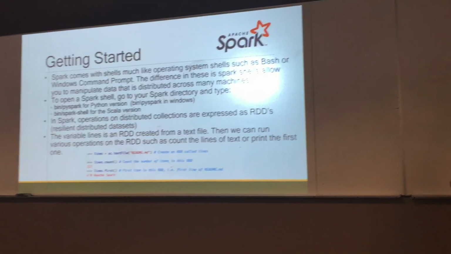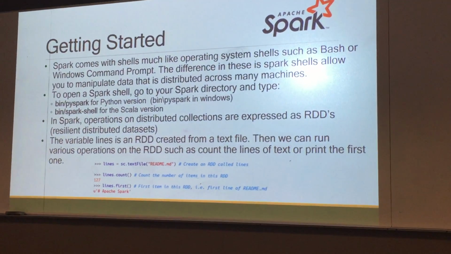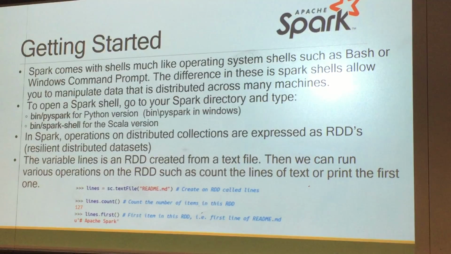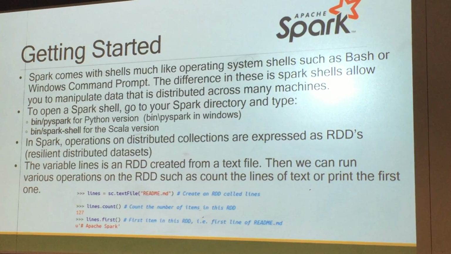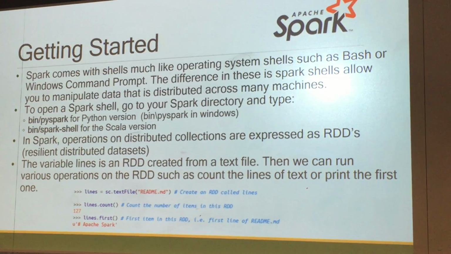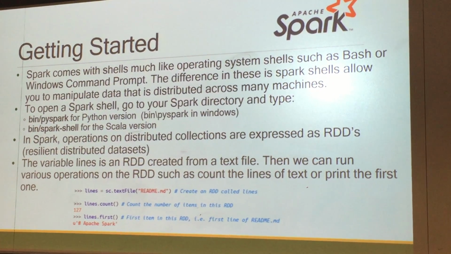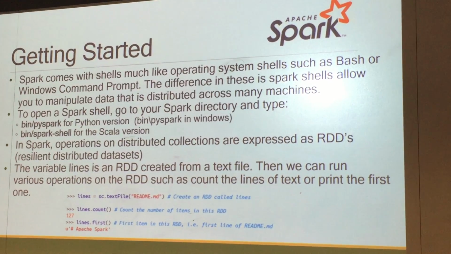Just a little bit about what it comes with. Spark comes with shells, much like operating system shells like Bash or the Windows Command Prompt. The difference with the Spark shells is that they allow you to manipulate data that is distributed across many machines instead of just the local one. To open up a Spark shell, you go to your Spark directory and type bin/pyspark for the Python version. Notice there's a backslash if you have a Windows machine. Use bin/spark-shell for the Scala version, whichever one you're more comfortable with.